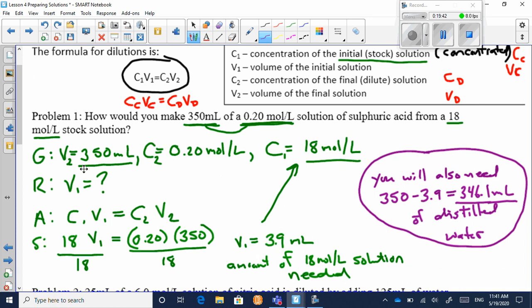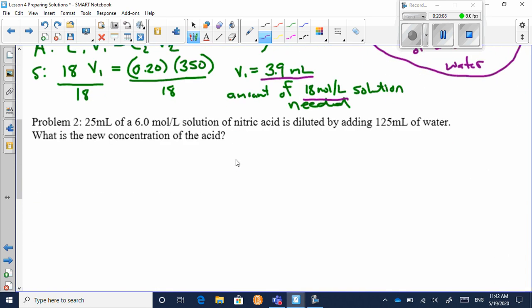So in other words, look at this. You measure out your 3.9 milliliters of the 18 mole per liter solution, and then you're basically going to add in 346.1 milliliters, and that will bring you up to the 350 that you wanted. And that new solution will have this very weak concentration to it. I'm going to go over those steps in a second just so you can see them, but let's do another one here just to practice using that dilution formula.